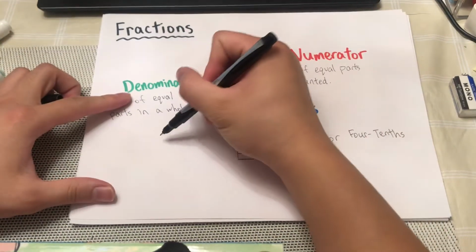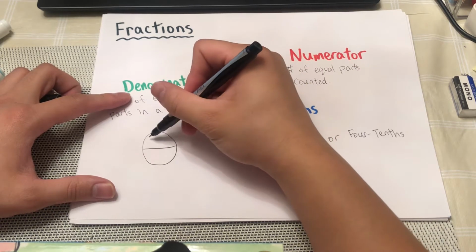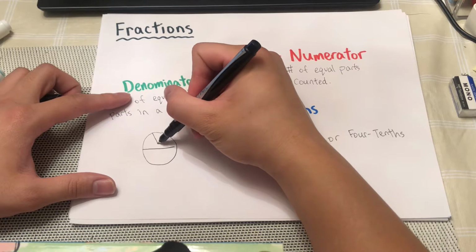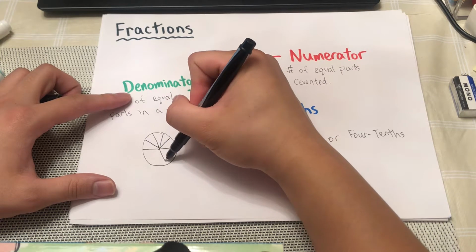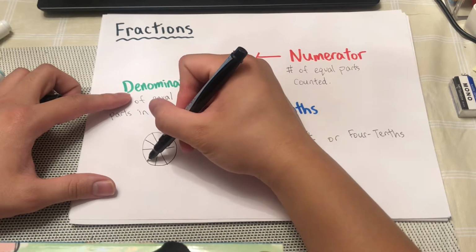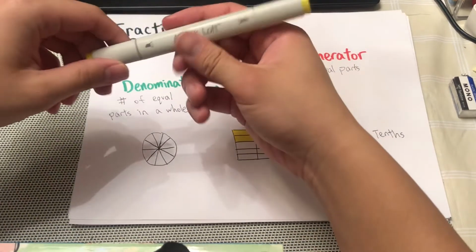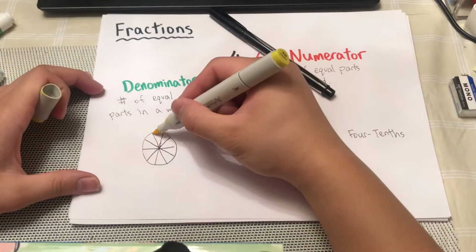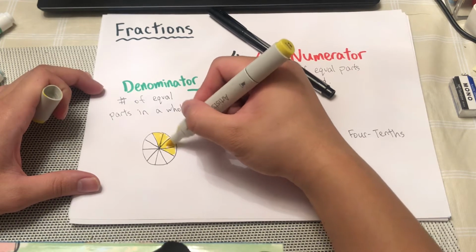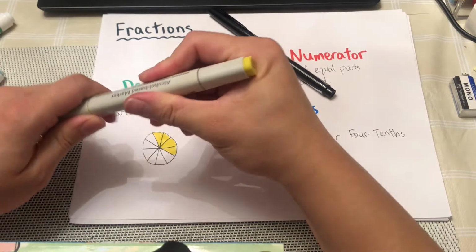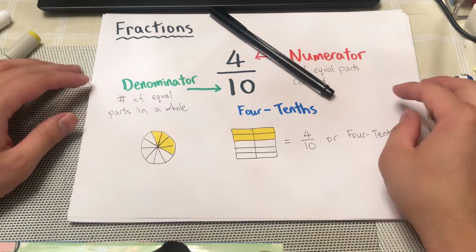I can make it into a circle and cut 10 equal pieces. All right, then I can color in 4 parts. 1, 2, 3, 4. Okay, so my pieces inside are equal parts. There's 10 equal parts, and I count 4 of them.